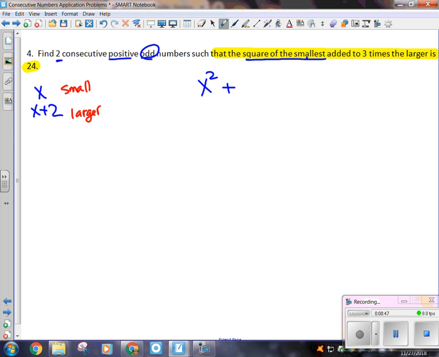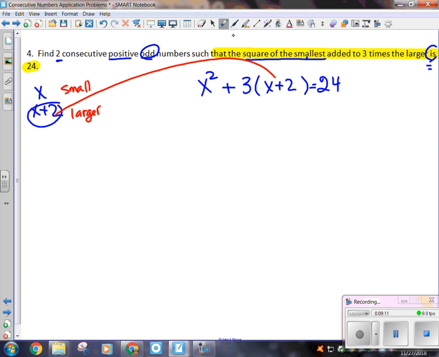Added to 3 times the larger. So the larger number is x plus 2. So I'm going to bring in x plus 2. So 3 times the larger. Then I have my equals, and on the other side is 24.